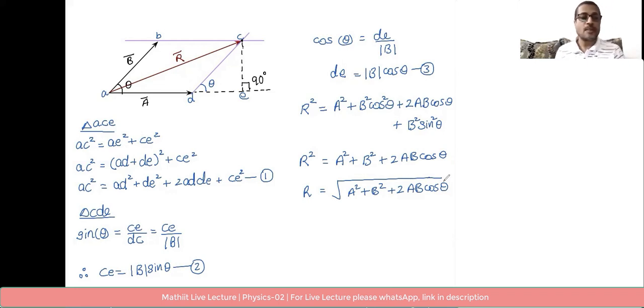Sir, can you explain the AB cos theta, what is that? I have just written whatever was here, the same thing here. That's it. No, like how did 2AD DE change to AB cos theta? Okay, right. I'll do that.